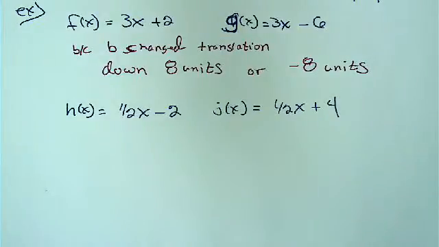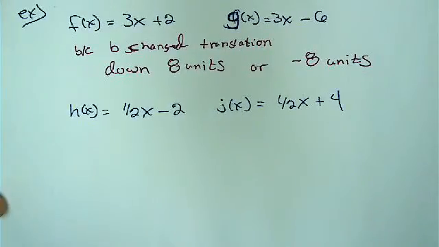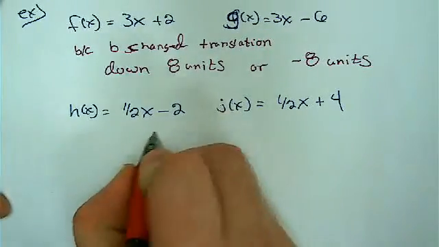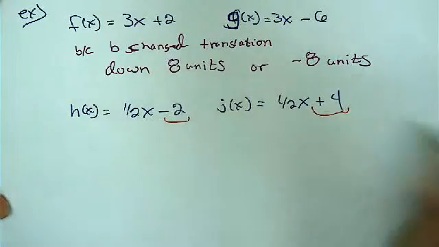Hey, Robert, what do you have for us? It's the same thing as last time. It's a translation. How much of a translation? 6. 6 up or 6 down? Okay. It's a translation because the only change is in the b. You got that right?